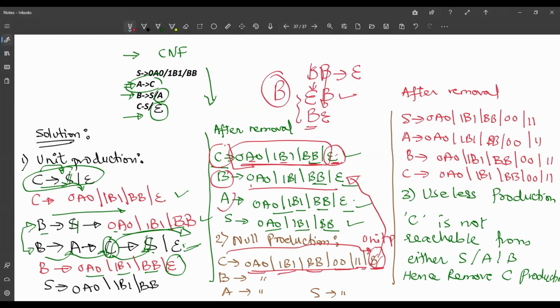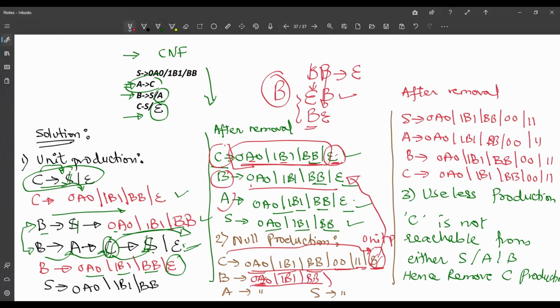Now in the case of B also, we have the value of A, that we write as 0A0, and 1B1, double B. Now we are going to put the value. In order to consider the epsilon, we write all the values without putting the epsilon. Now it is time to put the epsilon.